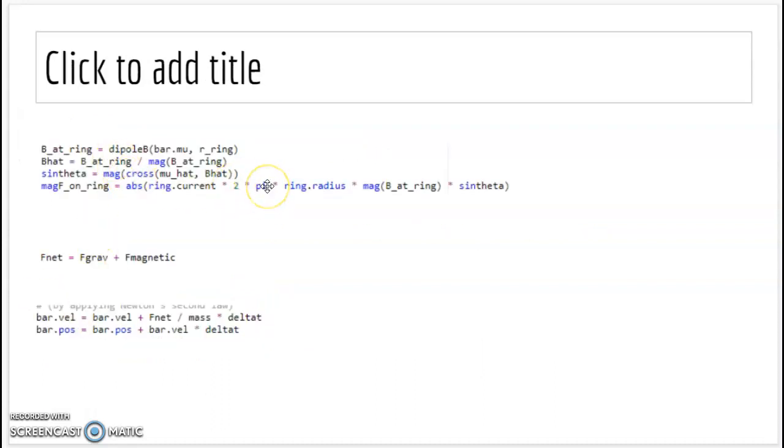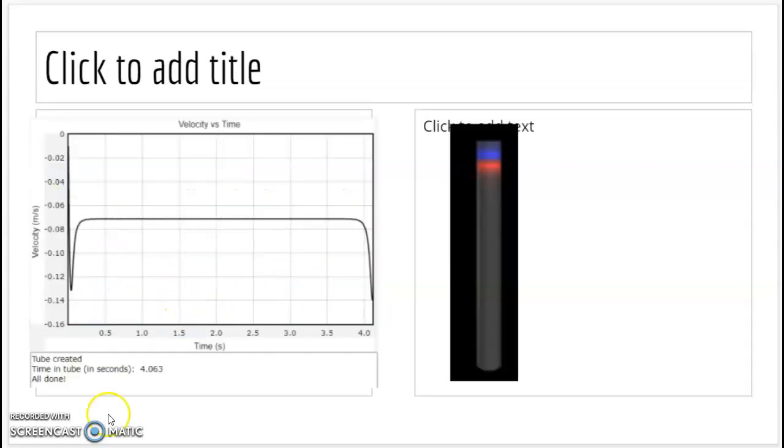This next code is the force exerted on each current ring, and then this little code right here is the forces acting on the magnet while falling through the tube, which is the gravitational and the magnetic force. And then last but not least, this code is the updating position and velocity of the falling magnet. And then at the end, this is what the code spits out. We got a little graph and we have a little diagram which shows this red and blue falling.